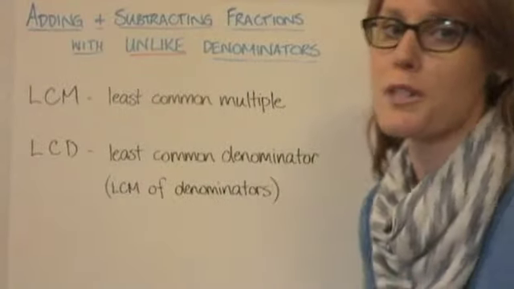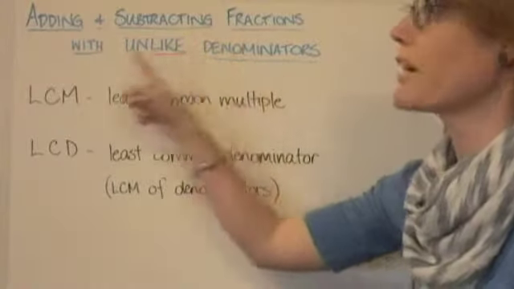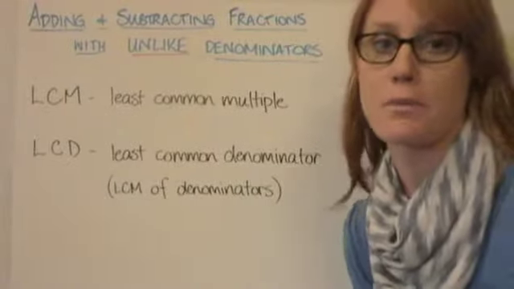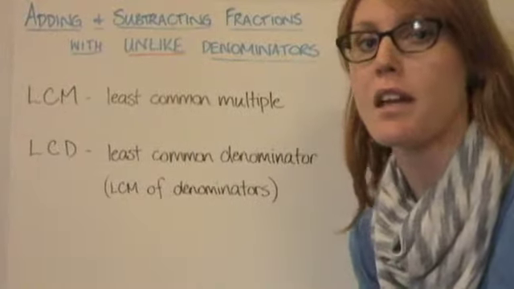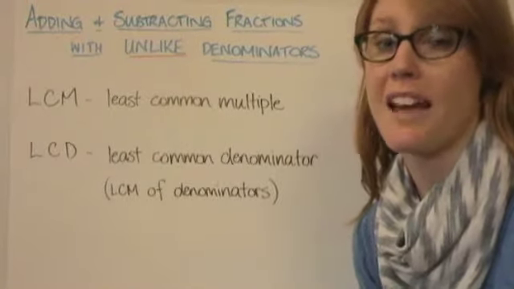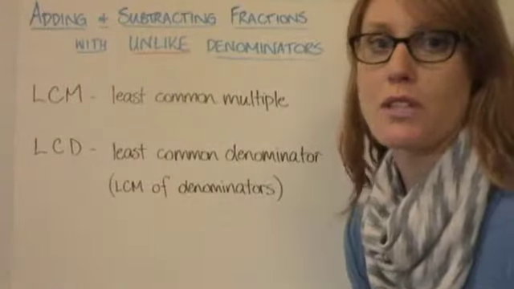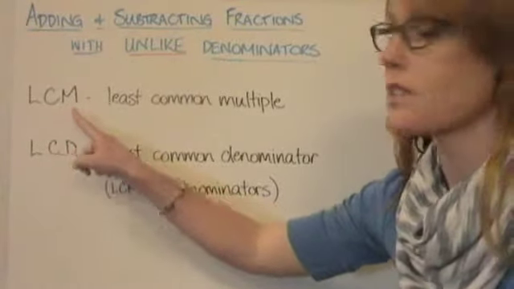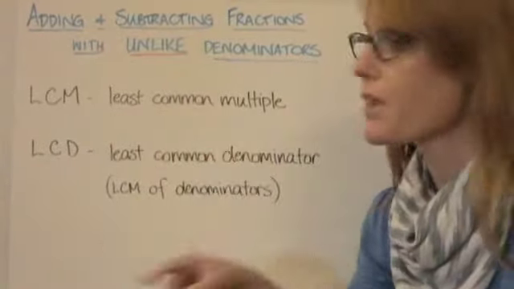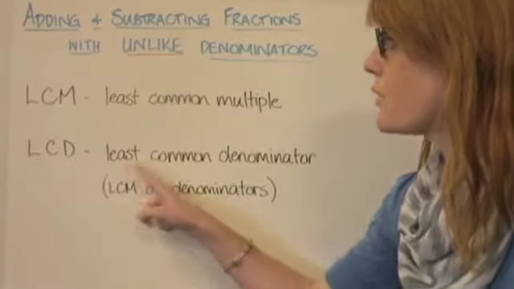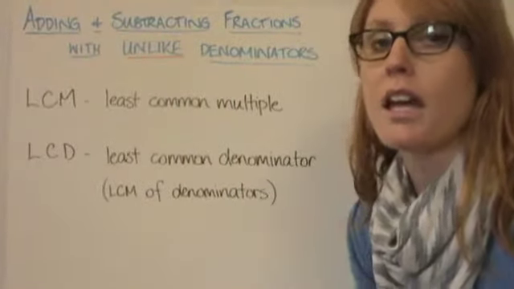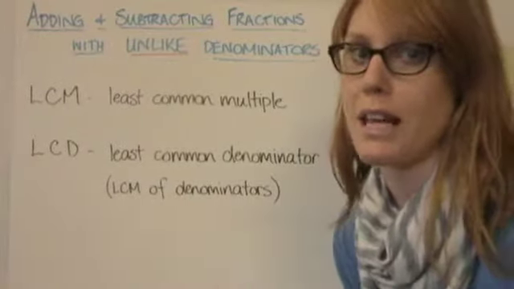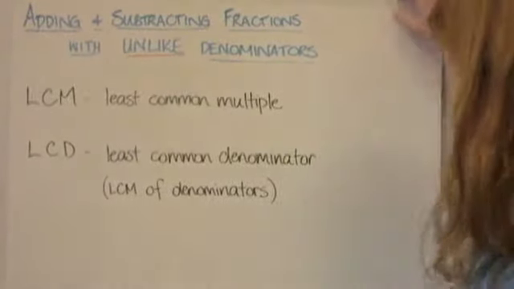Hi everyone, today we're going to be having a look at adding and subtracting fractions with unlike denominators. So we're already familiar with adding and subtracting fractions with like denominators, but what does it look like when the denominators aren't the same? First of all, there's two acronyms that we need to remember. LCM stands for least common multiple, and LCD stands for least common denominator. And the least common denominator is the least common multiple of the denominators in the problem.